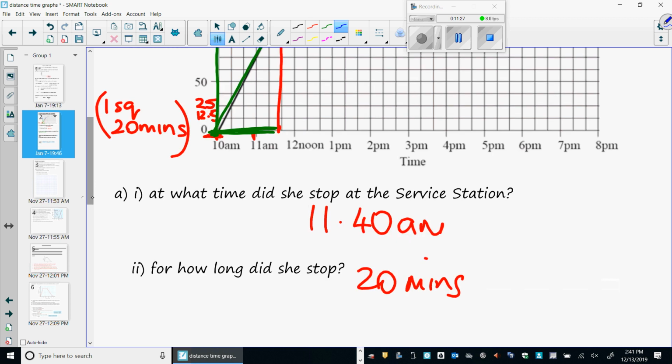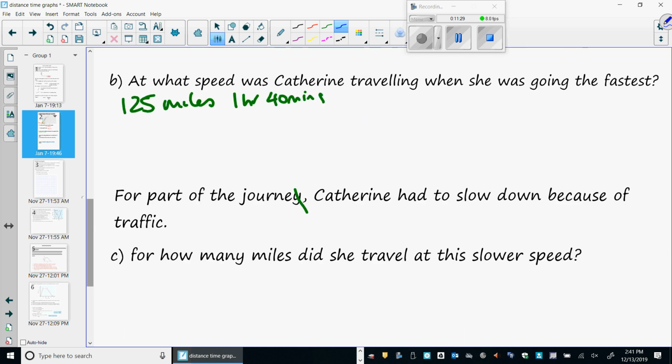What's that? If I work out in my maths, that's 37.5. It's 37.5. I just did it in my head. Julia used her paper. So 37.5 miles, and I've lost the whole thing.